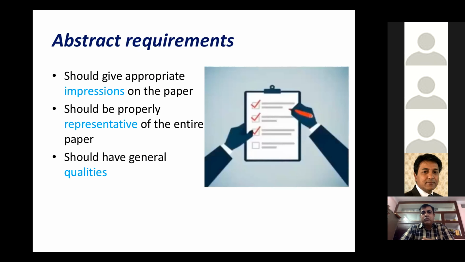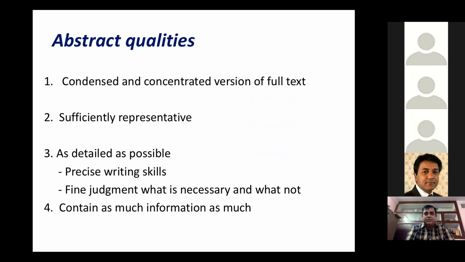So there are certain requirements for the abstract. It has to give the appropriate impression of the paper that you have written. It should be properly representative of the entire paper. Whatever you have done in your paper should be represented in that abstract, and it should have general qualities. What are those qualities?